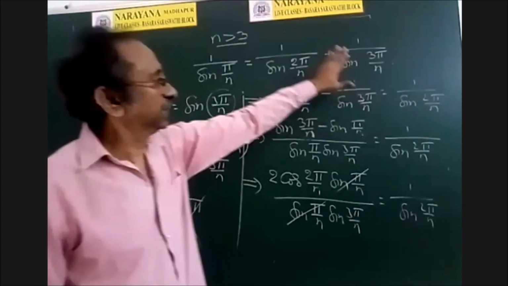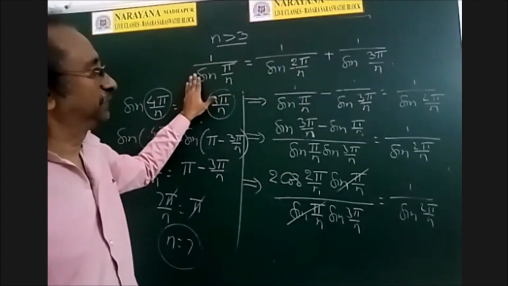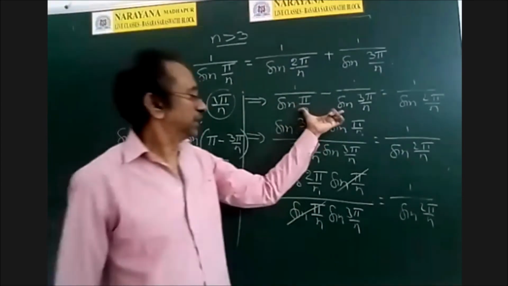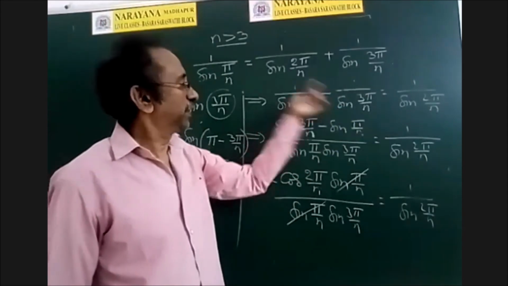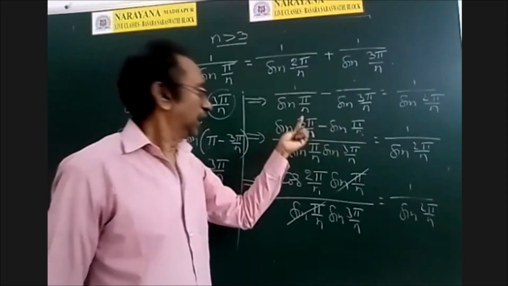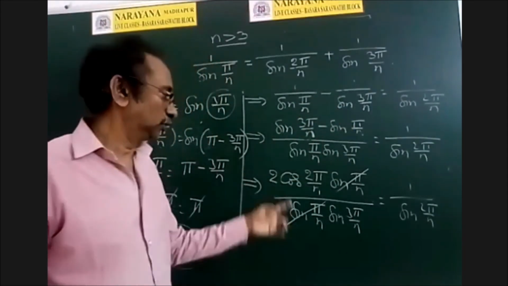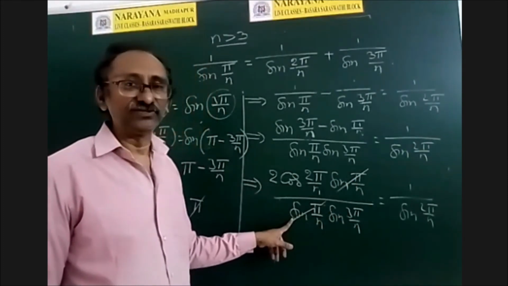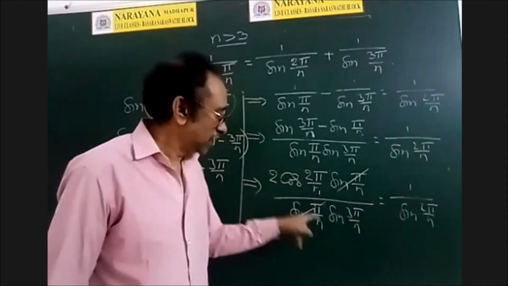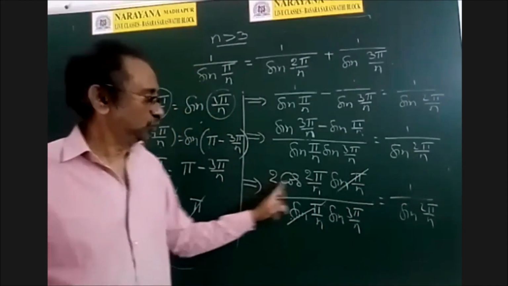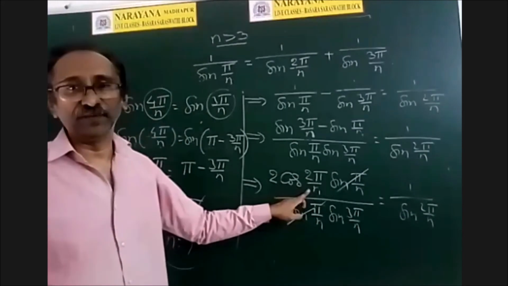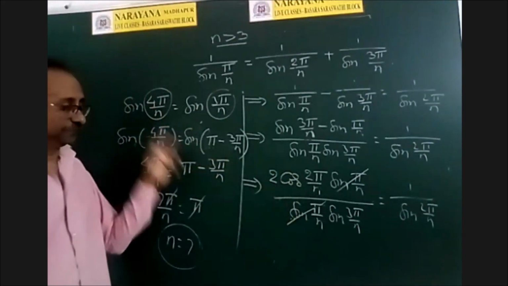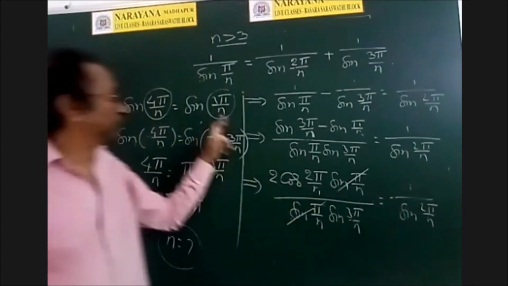Sai Vardhan, see this one. First of all, I have taken 1 by sine 3 pi by n to the left hand side. That becomes minus. After that, LCM. And the numerator is this one. Now, the sin C minus sin D formula, you know that formula very well. And after that, sin pi by n is cancelled. And after that, cross multiplication. So 2 sin 2 pi by n cos 2 pi by n. So that is 2 sin theta cos theta, that is sin 2 theta. And sin 3 pi by n.